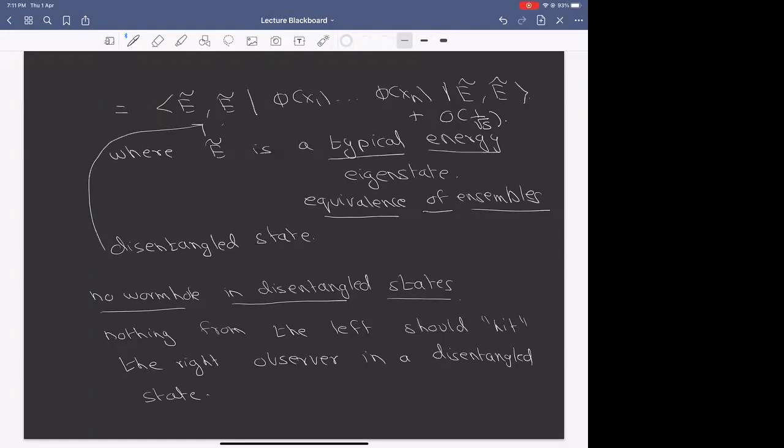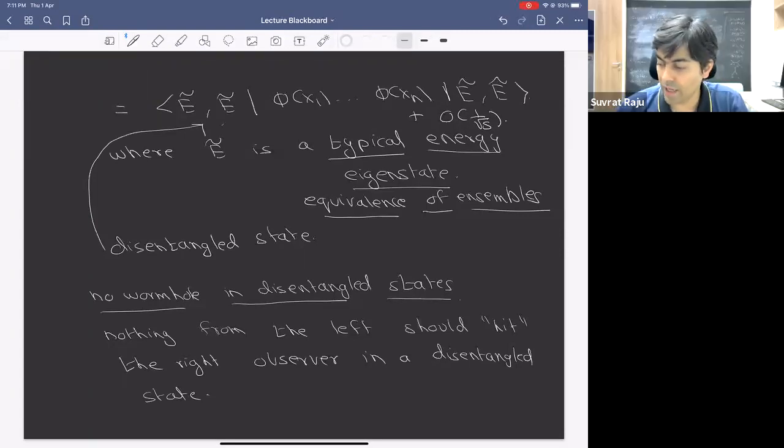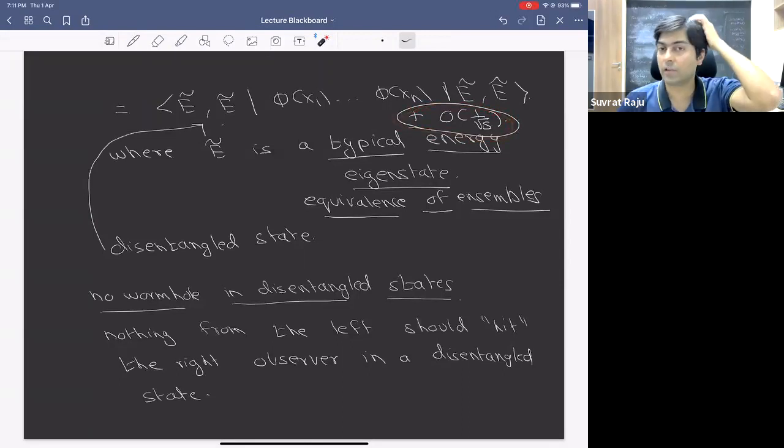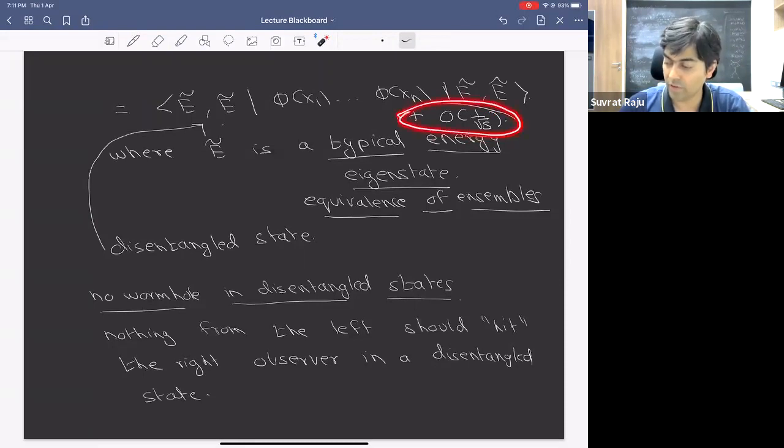Well, with typical you mean the one that is dominant in the sum. That's right, exactly. And even then there are corrections here, which I have written, of order 1 over the square root of S. So this equivalence of ensembles is never an exact statement. It's always up to power law corrections in the entropy. That's why I wrote these corrections. These corrections could be much larger for some atypical eigenstates, but here we're considering typical eigenstates. Even then you have a correction, but we will not be worried about it.